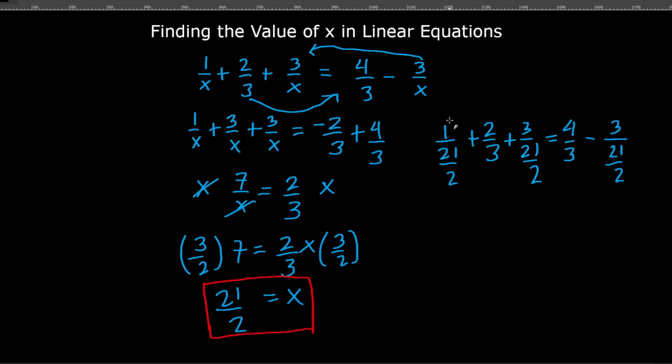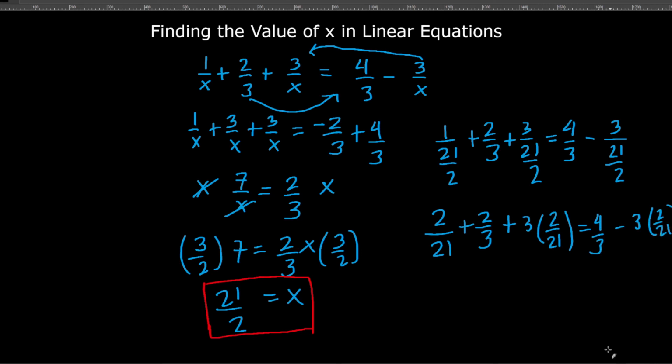So, kung mapapansin nyo, 1 over 21 over 2, gaya ng na-discuss ko sa kanina, pwede lang siyang i-convert to or i-rewrite to 2 over 21. And then, 2/3. Ito naman, pwede siyang 3 plus 3 over 2 over 21. Ayan.